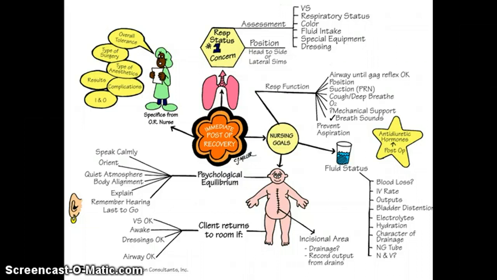When you are receiving report in the PACU, make sure that you get a good detailed report. And when you look at this little lady right here in her green, they want to know how the patient tolerated it, the type of surgery, the type of anesthetics, results, complications, I&Os. So things like that, just make sure that you're getting all of that information so you have a good knowledge of what your patient just went through.